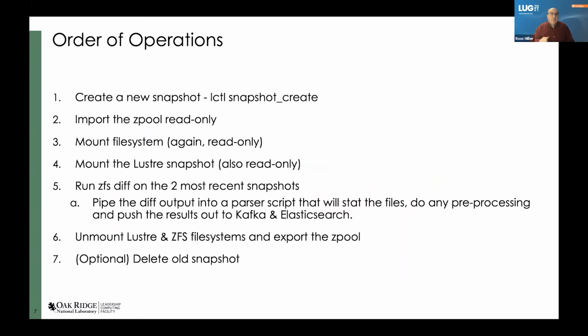So what we actually do, and this is where it gets weird. Just using the standard Lustre tools, lctl snapshot_create, you create a Lustre snapshot. Then you import it, being very careful to use the read-only flag on the zpool import. Once you've done that, you're in pretty good shape. You can mount your file system. You can also, from the Lustre side of things, mount the Lustre snapshot, and we'll see why in a minute.